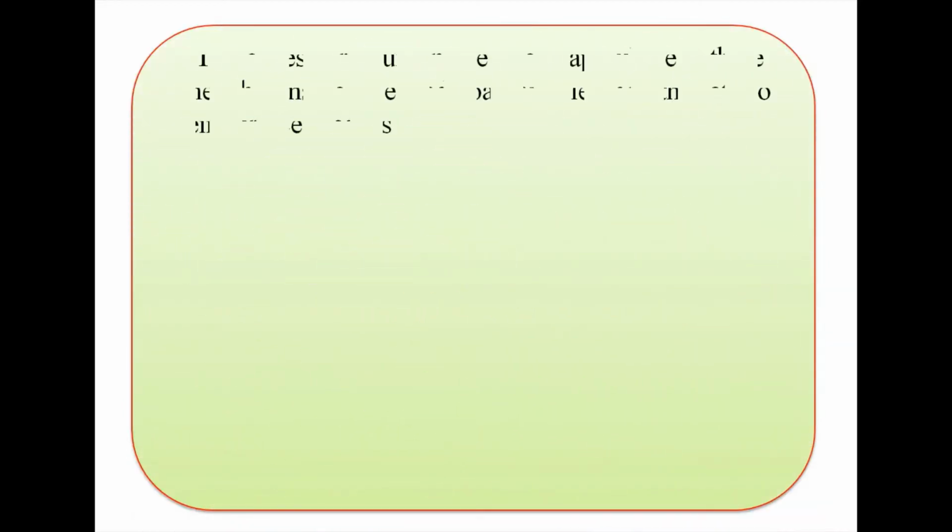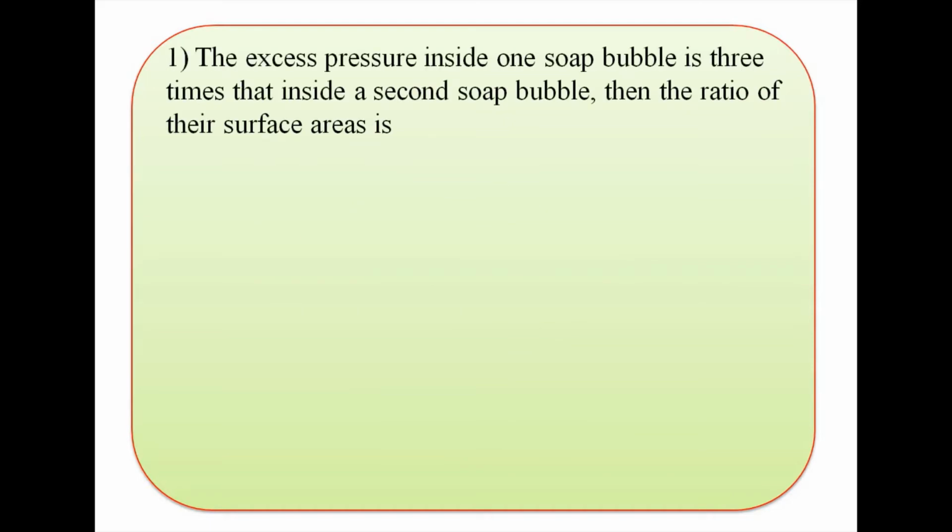The first objective is: the excess pressure inside one soap bubble is 3 times that inside a second soap bubble. Then the ratio of their surface areas is, and the options are: option A is 1:9, option B is 1:3, option C is 3:1, and option D is 1:27. So let's see how to solve this objective.